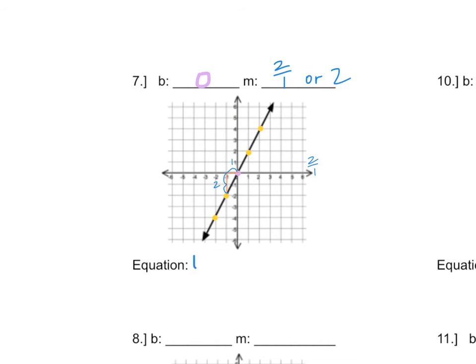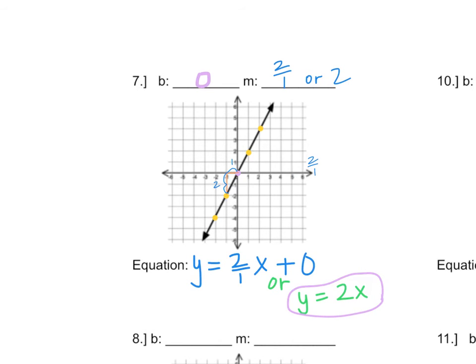Let's write the equation. Y equals, instead of the m, I'm going to put in 2 over 1x, and the b is 0. Or I could write it y equals 2x, and then I don't need to say plus 0, because if there's no b, it's just 0. It looks like that.